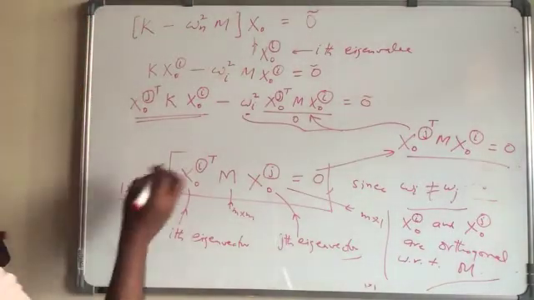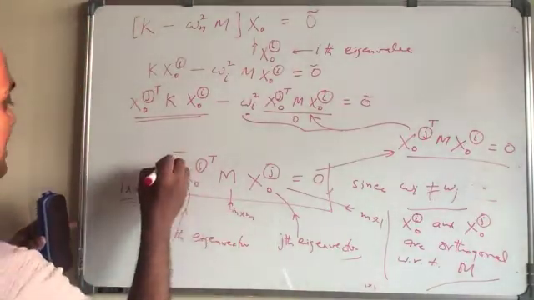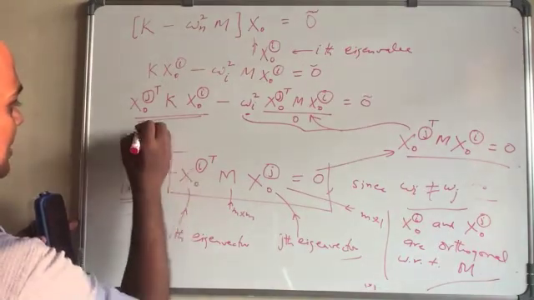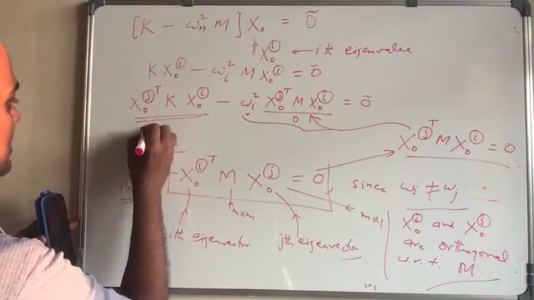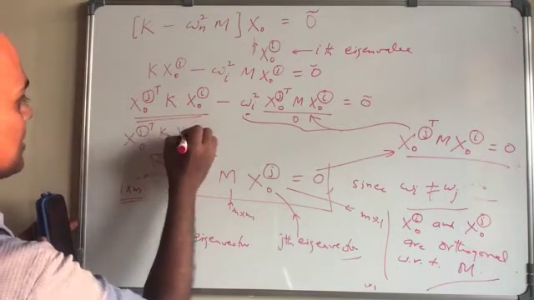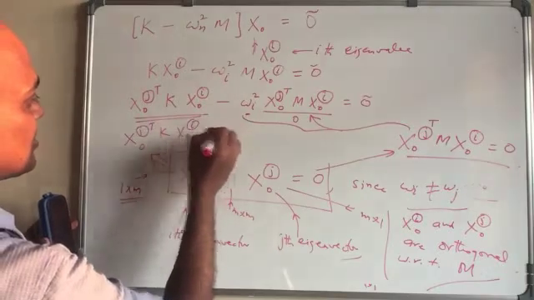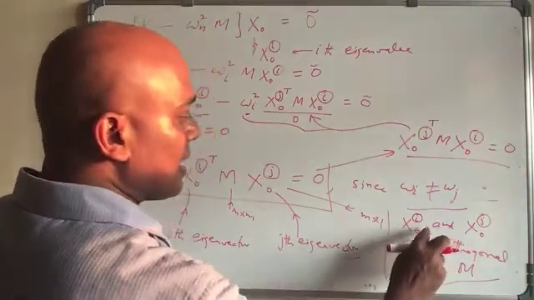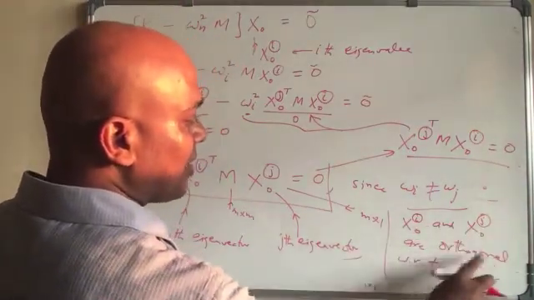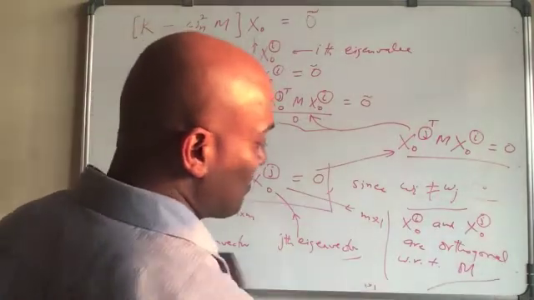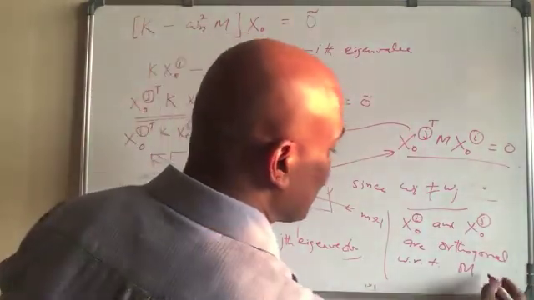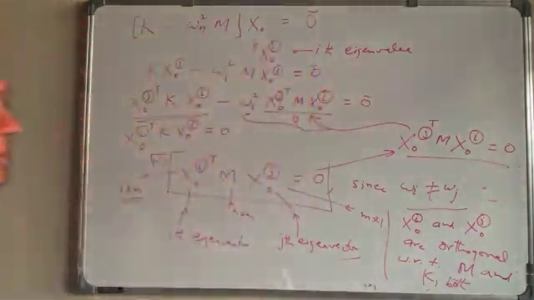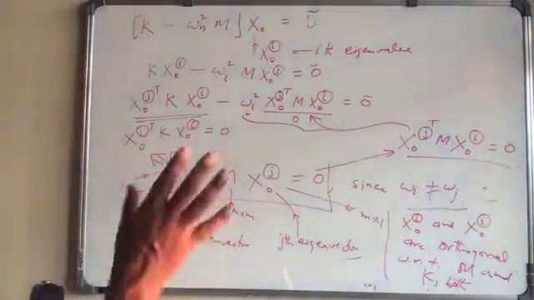Okay, so basically this also implies x_j transpose K x_i is equal to 0. So that means x_i and x_j are orthogonal with respect to both M and K. Okay, so this is the property of the eigenvectors.